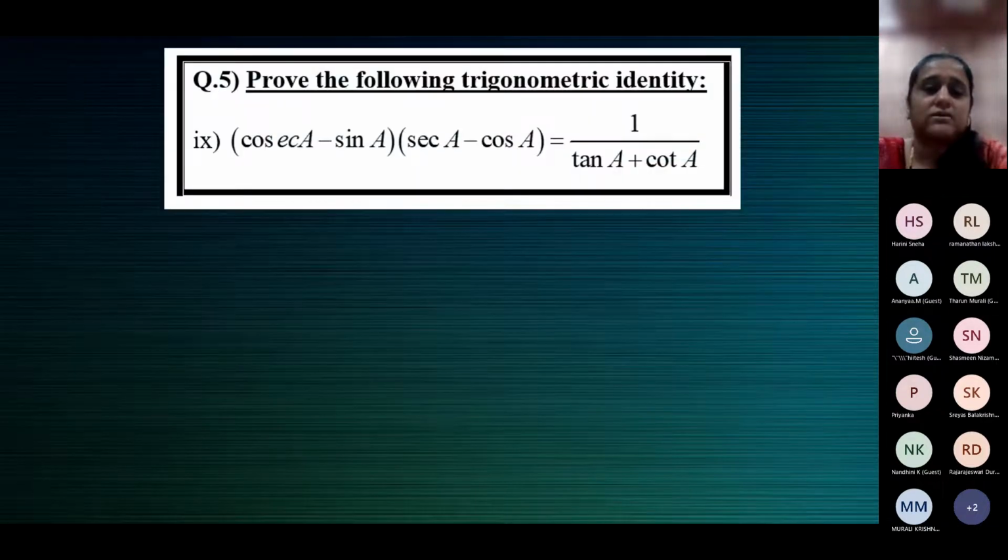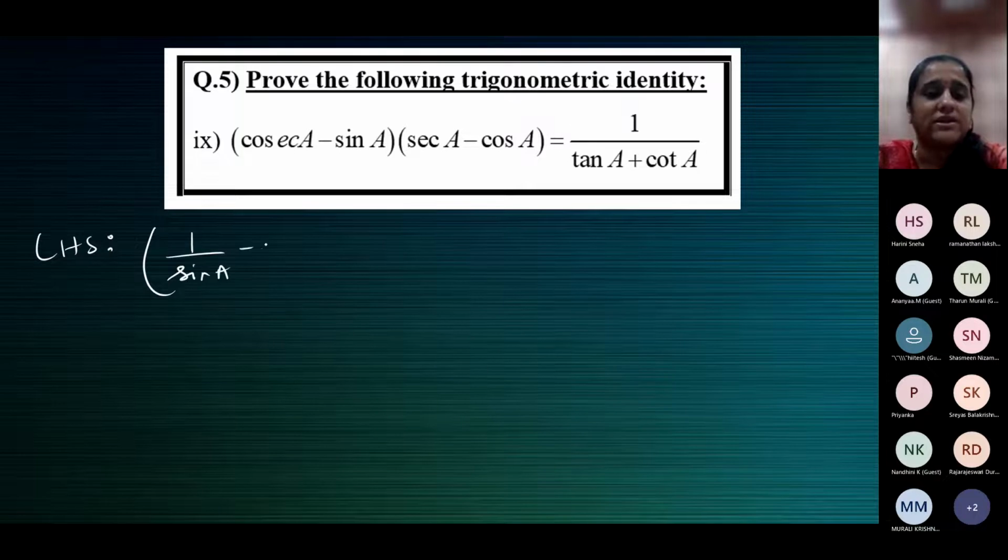Okay. So this is the next one. We have (cosecant A minus sin A) into (secant A minus cos A) is equal to 1 by (tan A plus cot A). See it, take up the LHS. Cosecant A is nothing but 1 by sin A, minus sin A, into secant A is 1 by cos A, minus cos A.